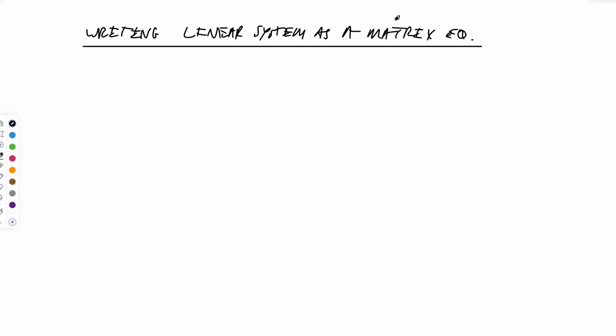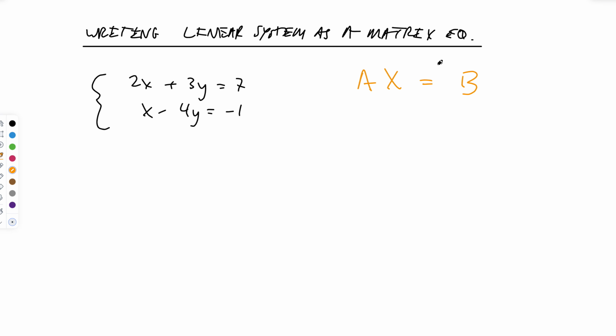So what I'm going to do is create my linear system. I'm going to use the same system we did last time. I'm pretty sure 2x + 3y equals 7, and then x - 4y equals -1. What I want to do is create the matrix equation, where the matrix equation looks like this. It looks like AX equals B. Okay, so this matrix equation is going to have this form, AX equals B.